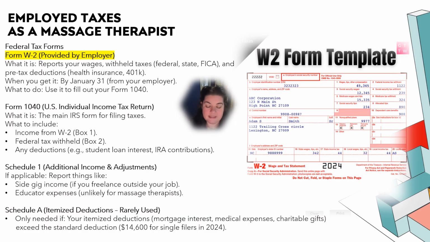Okay, take a big deep breath. We're out of self-employment. Now we're going to talk about being an employee. All right, one of the first things that we're going to have to fill out in terms of federal tax forms is... actually, you don't fill this one out, you just receive it.